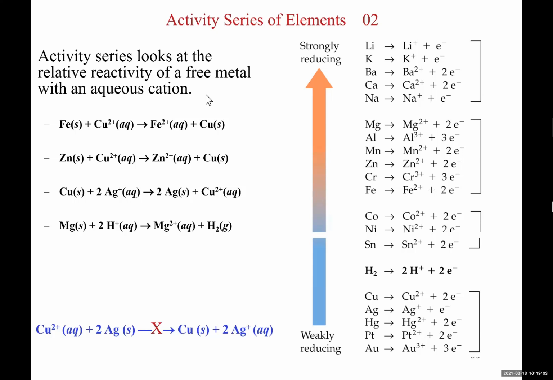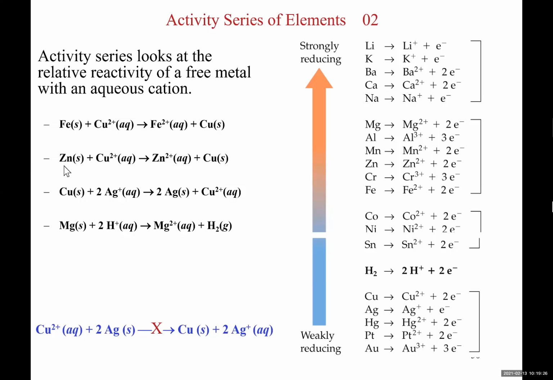So let's check. Where is iron and where is copper metal? Copper metal is here. And iron is above copper metal. So iron can give electron to copper ion and produce copper metal. So this reaction is going to happen spontaneously.